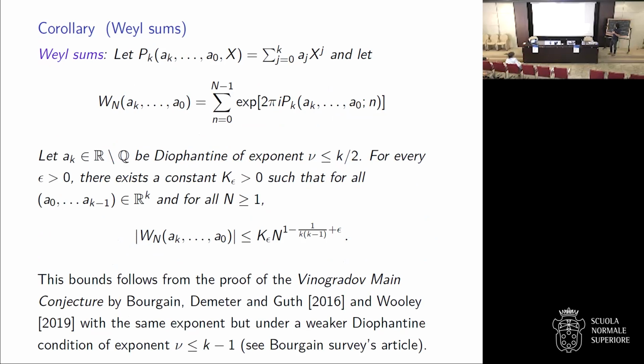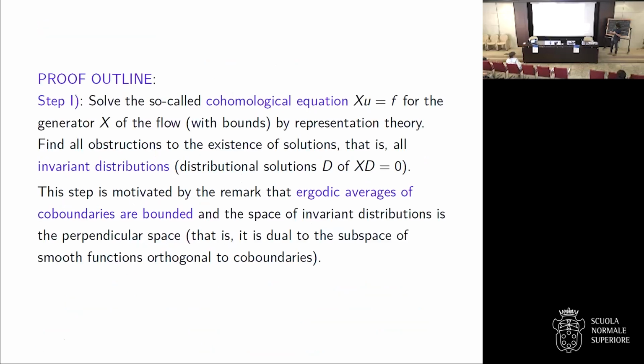Now this bound is the same as the one coming from the Vinogradov main conjecture, by Bourgain, Demeter, and Guth. They do better on the Diophantine exponent: they go up to k minus 1. So their result is slightly stronger, but there is some disadvantage here and some advantage in another part. It looks like we have a much better dependence of the constant on k, which is very important for applications, but we haven't explored this yet. There is a nice survey article by Bourgain that I quote here, where he explains shortly and clearly the relation between the Vinogradov conjecture and Weyl sums, and states the result.